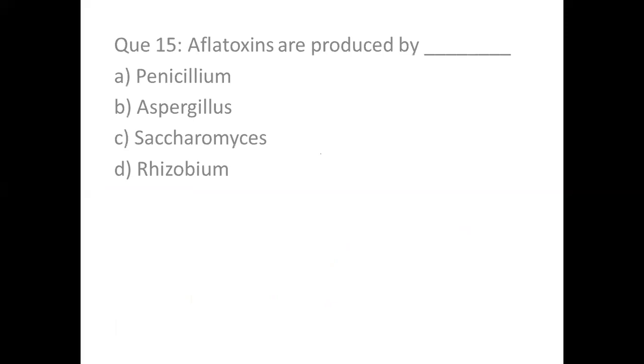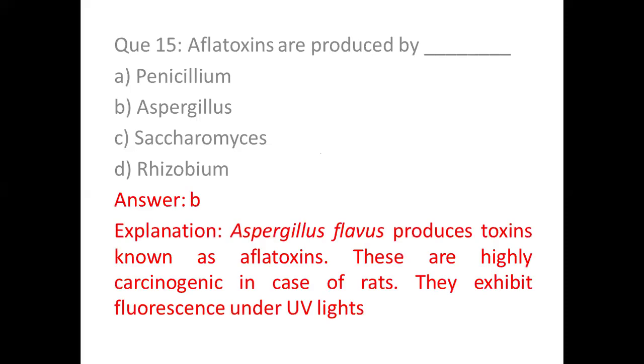Now the question number 15. Aflatoxins are produced by option A Penicillium, option B Aspergillus, option C Saccharomyces, and option D Rhizobium. And the correct answer to this question is option B, Aspergillus. Aspergillus flavus produces these toxins which are known as aflatoxins.